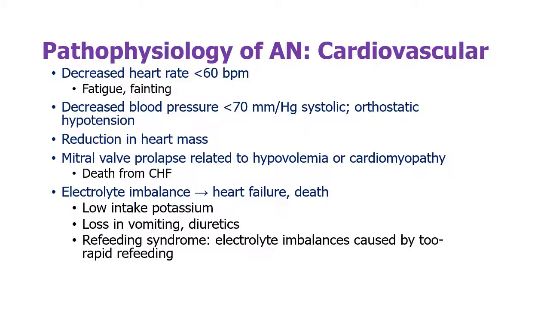Now, probably the most dangerous acutely is going to be the electrolyte imbalance, and this is associated with heart failure as well as sudden cardiac death. And this can be caused largely by a decrease in potassium. So you're going to be hypokalemic, and this is partially due to a lower intake, but mostly the vomiting or the diuretics that can be taken in these individuals that do that binge and purge type of anorexia.